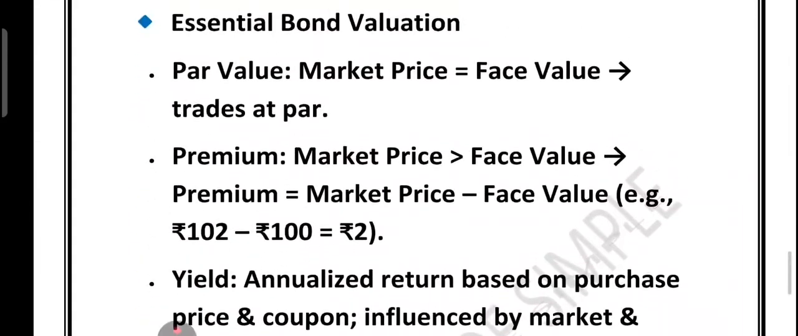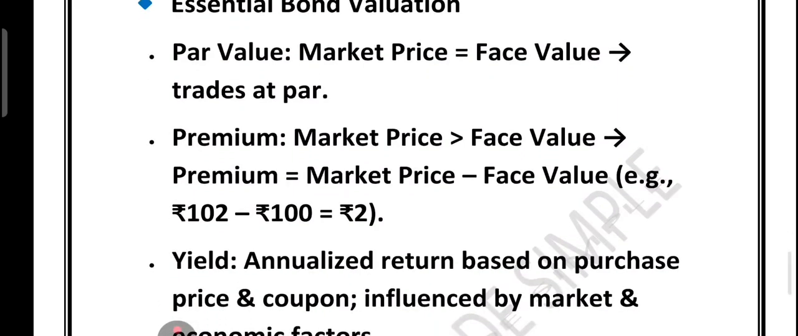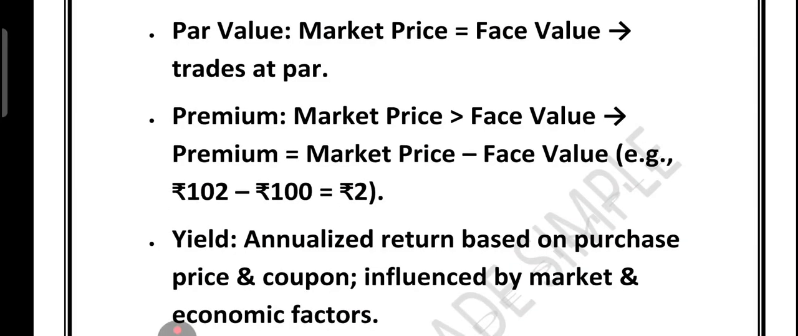Then we have par value. So par value bond, which means what? When the market price equals the face value, the bond trades at par. Premium bond. If the market price is higher than the face value, it's called premium. For example, suppose 102 rupees market price on 100 rupees face value. So 2 rupees premium is there.